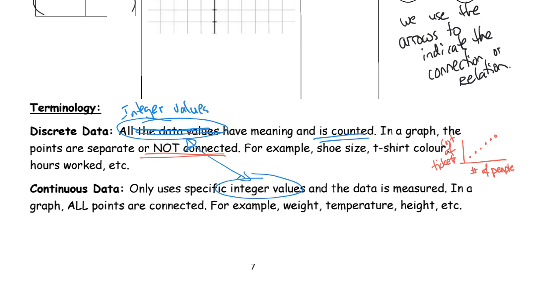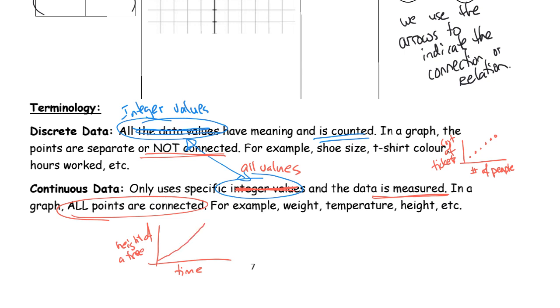Now, compare that to continuous data, okay, in which case we're not talking about the integer values, we're talking about all values, all the data values, and the data is typically measured, not so much counted as measured. Okay, and in this case right here, on the graph, all the points would be connected. So for example, let's say you had time and the height of a tree. Then you'd have all points connected there because at any given time, you can have fractional days, you can have pi number of days or whatever, and you'll be able to find a height that corresponds to that. So weight, temperature, height, those are all examples of variables that could be continuous.